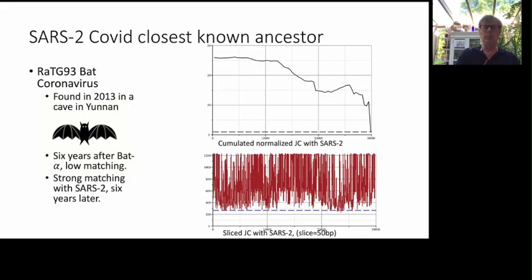Now, if we go a little back in the past, in 2013 there was a bat coronavirus called RaTG93, and it was discovered 6 years before, but in fact it shows low matching with the bat alpha, and very strong matching with the SARS-2 COVID, which was discovered 6 years later. Here the cumulative normalized strong pattern matching is of order 25, and we can see that the 2 genomes match very well on the whole sequence.